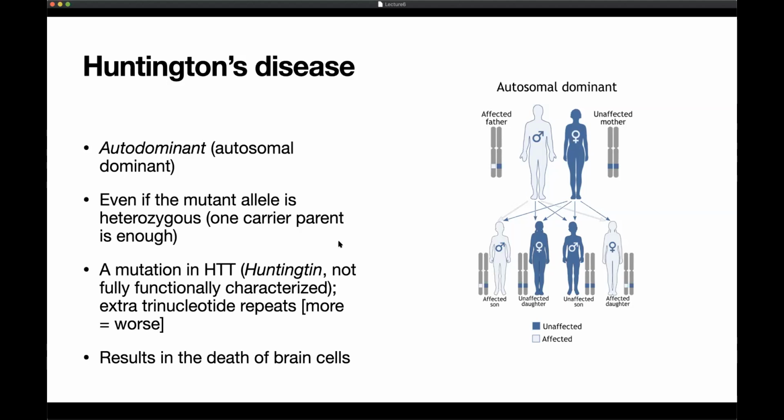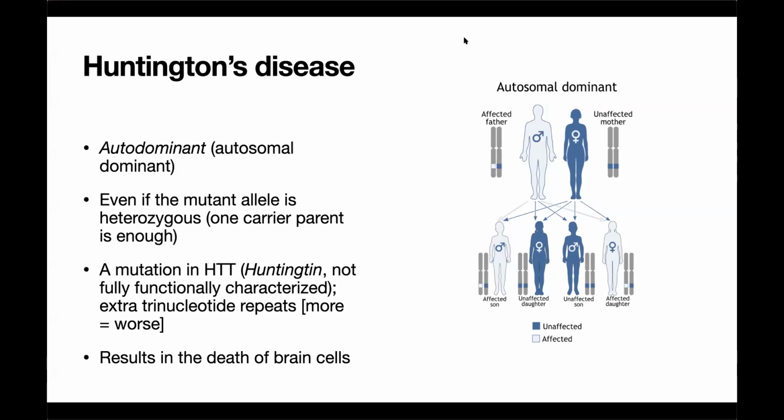If I'm not mistaken, and I haven't checked in the last year or two, this is a complex gene that hasn't been fully functionally characterized, and it has a mutational pattern different from sickle cell anemia. So instead of just changing one nucleotide, this gene adds some trinucleotide repeats. So it just adds more nucleotides, and the more you add, the more severe the disease is. It generally results in the death of brain cells.